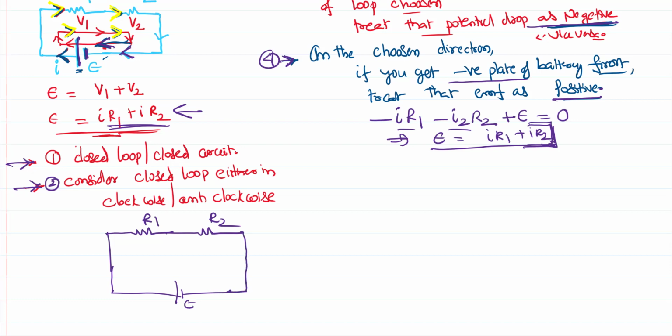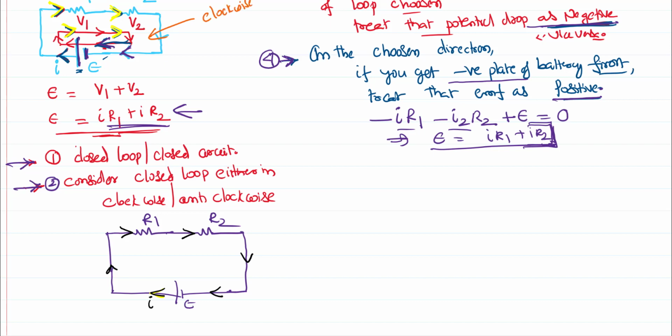Let us see first of all how the current is getting distributed. From the positive plate of the battery, current I starts. It will go to R1 and then to R2 and comes back to the negative plate of the battery, and the circuit is completed, and that will keep on happening. Now you can choose either a clockwise or anti-clockwise direction. Here I have chosen a clockwise direction.